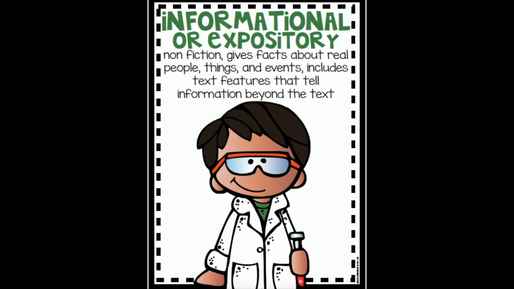The last genre that we discussed was an informational text. Informational texts are non-fiction stories that give facts about real people, things, and events. And they usually include text and graphic features that tell information beyond the text. We also talked about how informational text will usually include real pictures. We call those photographs taken with a camera. And that usually will help aid in giving those real facts about real things or people or events.